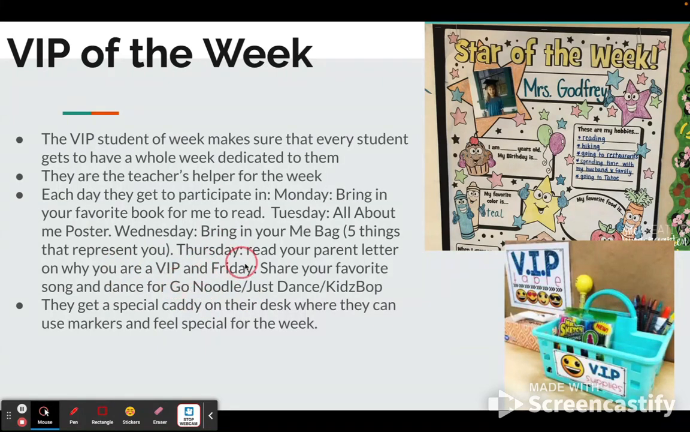And then on Friday, share your favorite song, Go Noodle, Just Dance, Kids Bop, and so everyone can have fun with it. Hey, let's all listen to the song. Hey, let's all dance. It's a good time. And they'll get some kind of special caddy on their desk where they can use markers and feel special. And they should feel special because they are special.